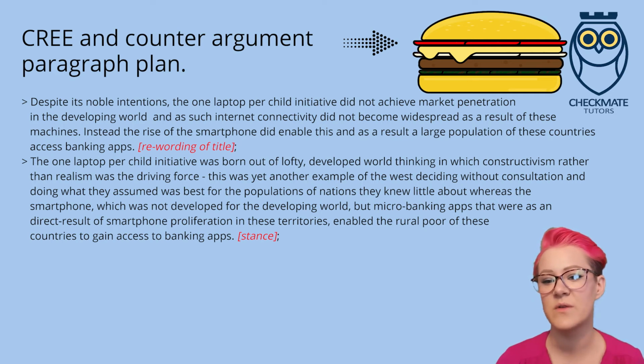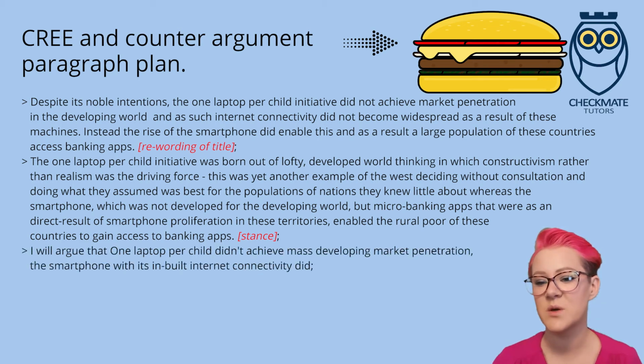This was yet another example of the West deciding without consultation and doing what they assumed was best for the populations of nations they knew little about, whereas the smartphone, which was not developed for the developing world, but micro-banking apps that were a direct result of smartphone proliferation in these territories, enabled the rural poor of these countries to gain access to banking apps.